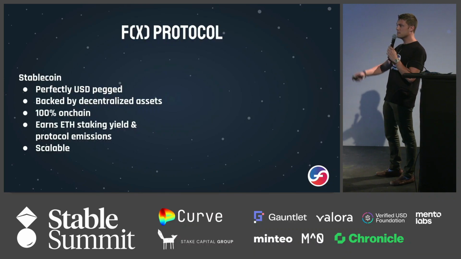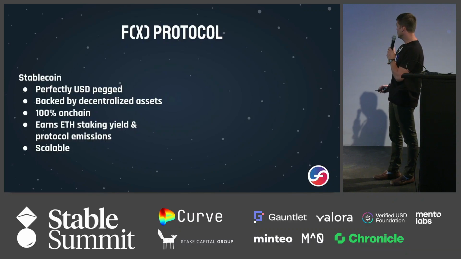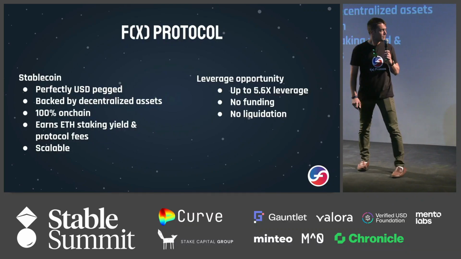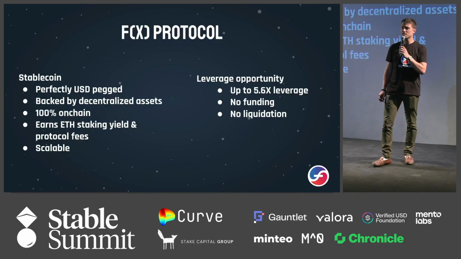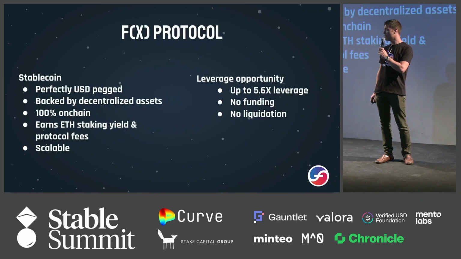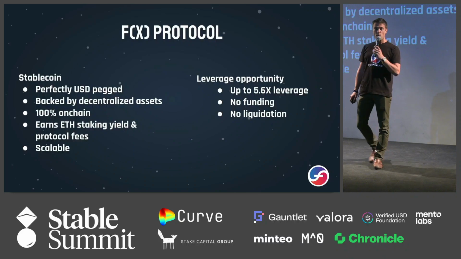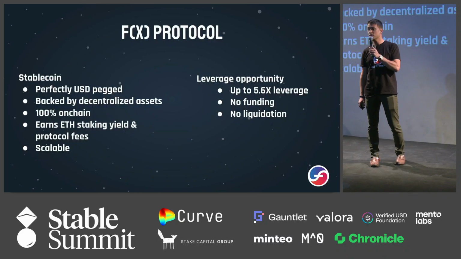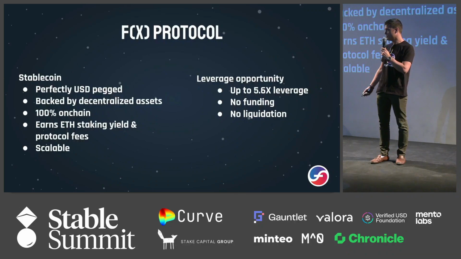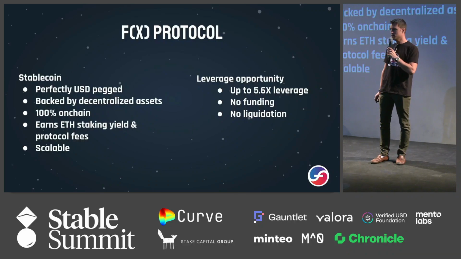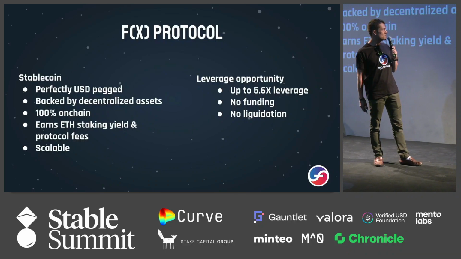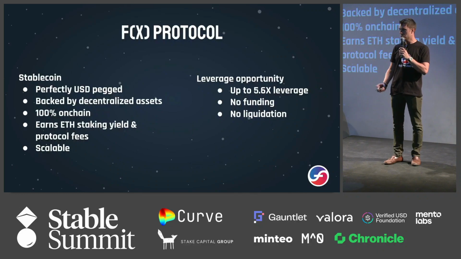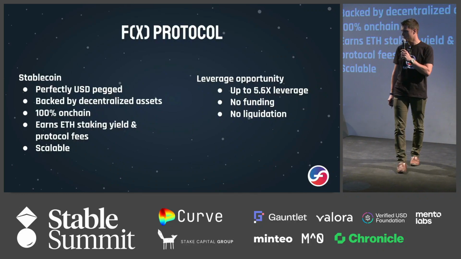The other kind of asset that FX enables are leverage tokens. And these leverage tokens give you up to 5.6x leverage on BTC, 4.3x leverage on ETH, without facing any individual liquidation risks. So you can basically hold them on the long term and don't have to manage any lending or leverage position. And there's no funding on the ETH leverage tokens. So basically, you can just hold it for the whole cycle.